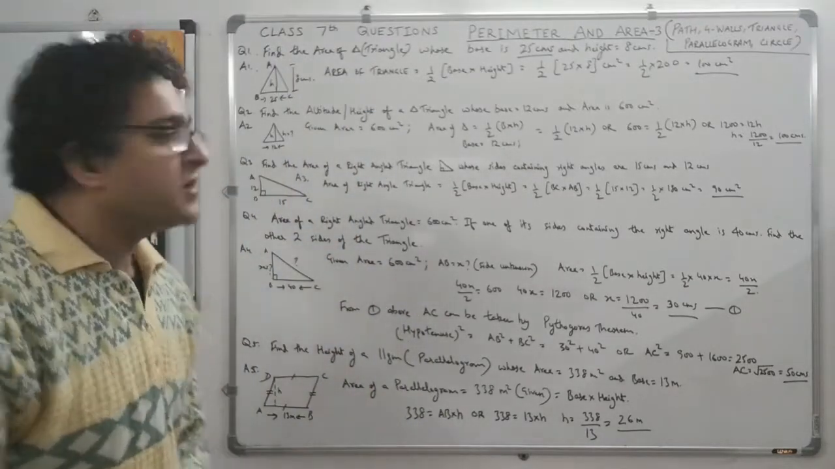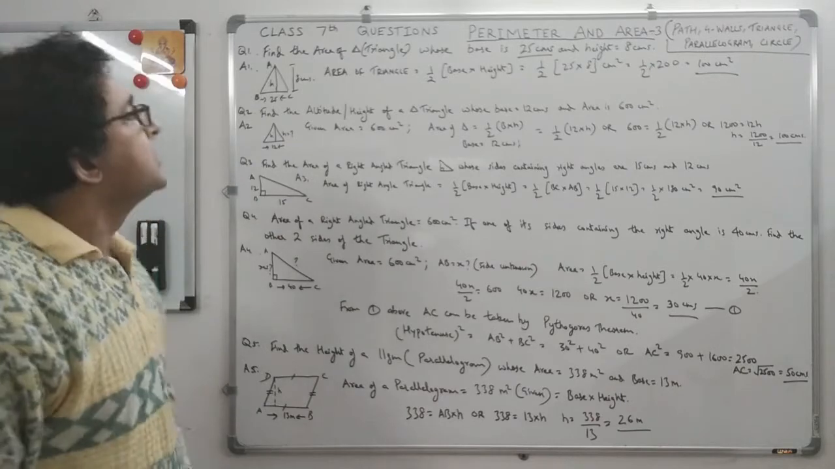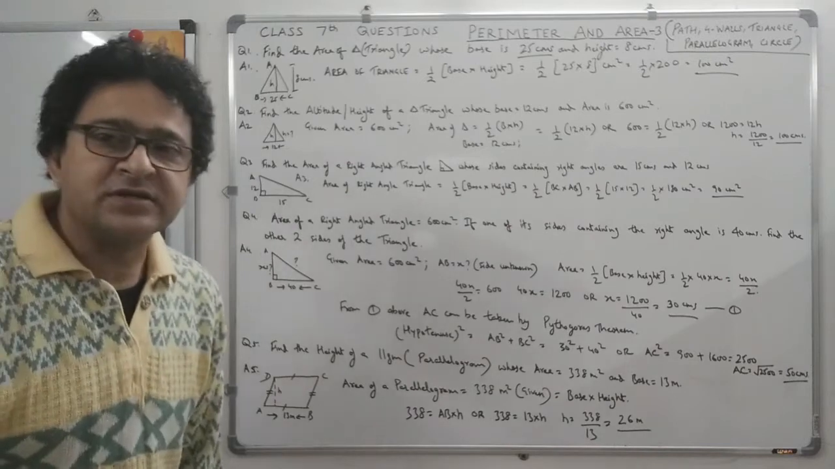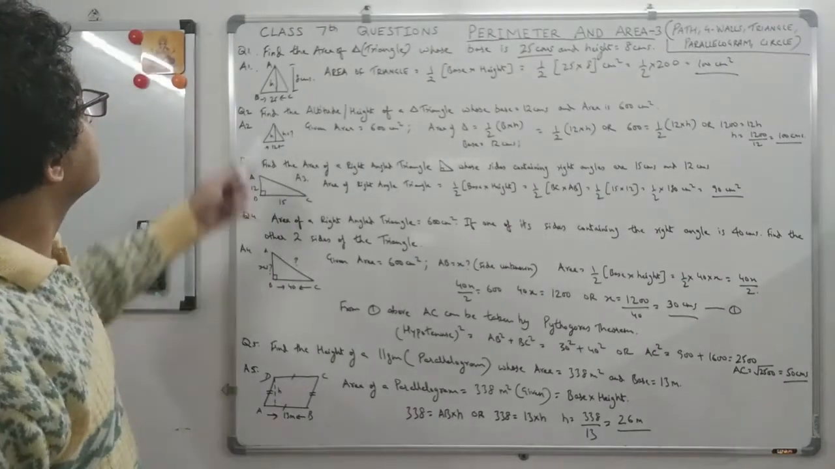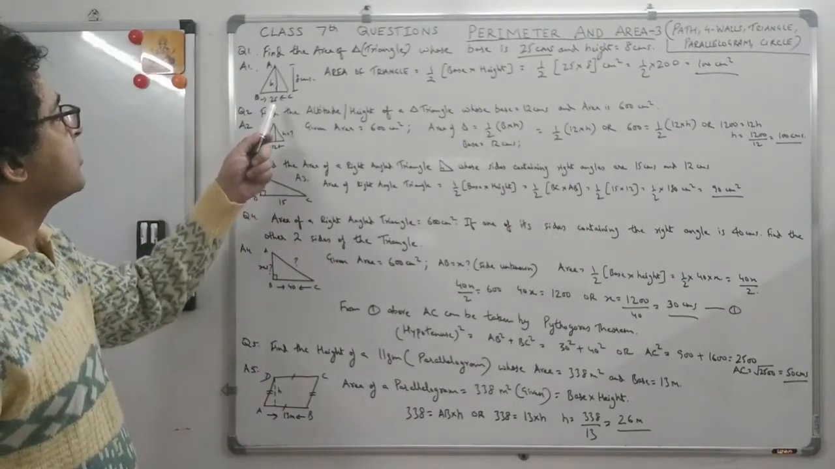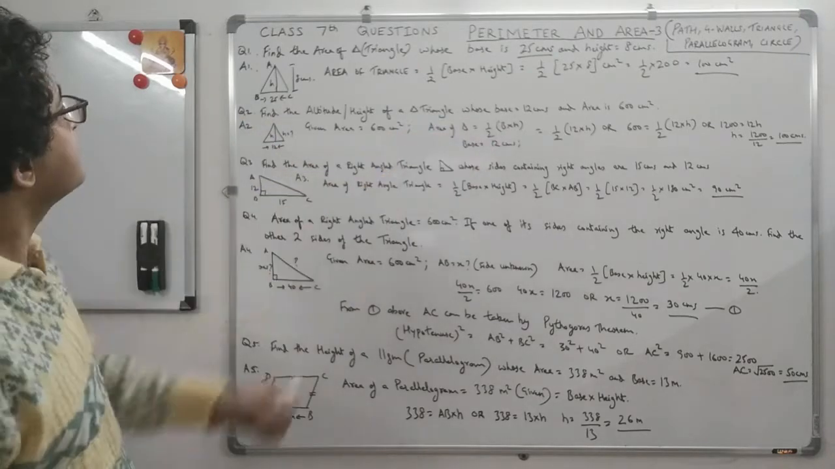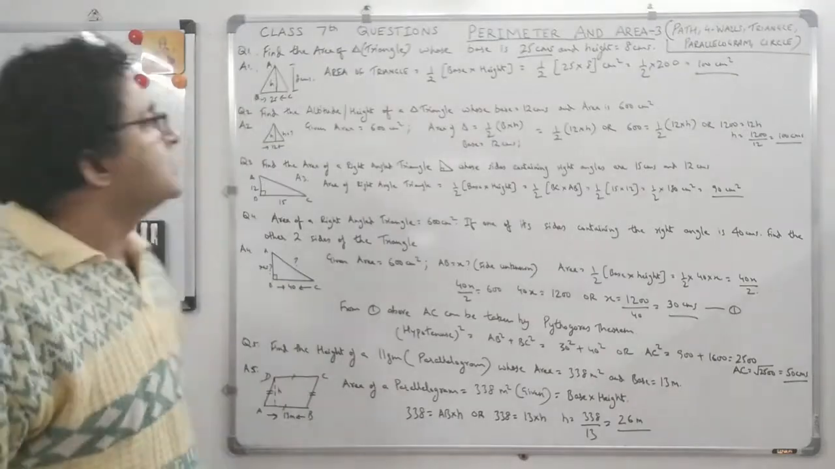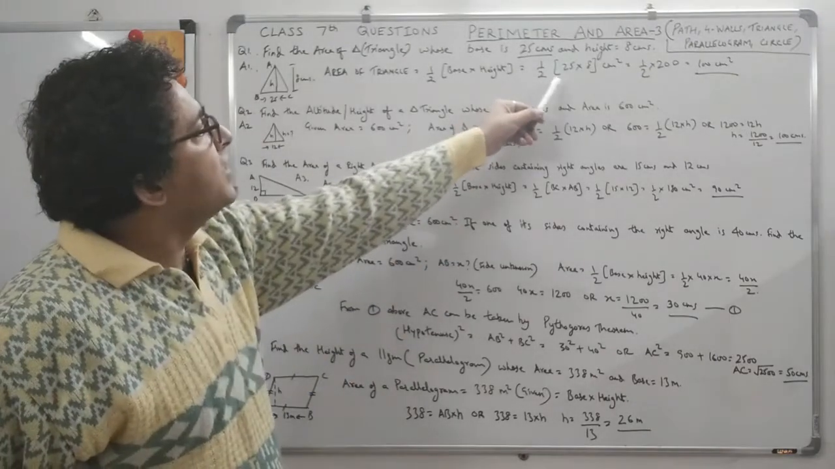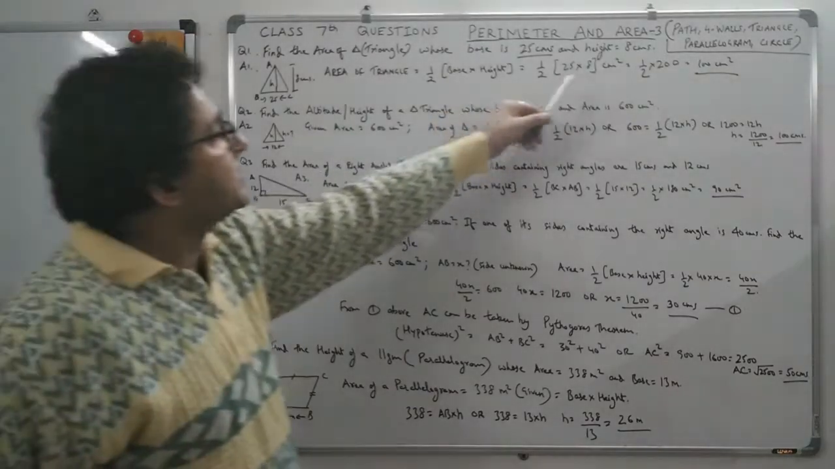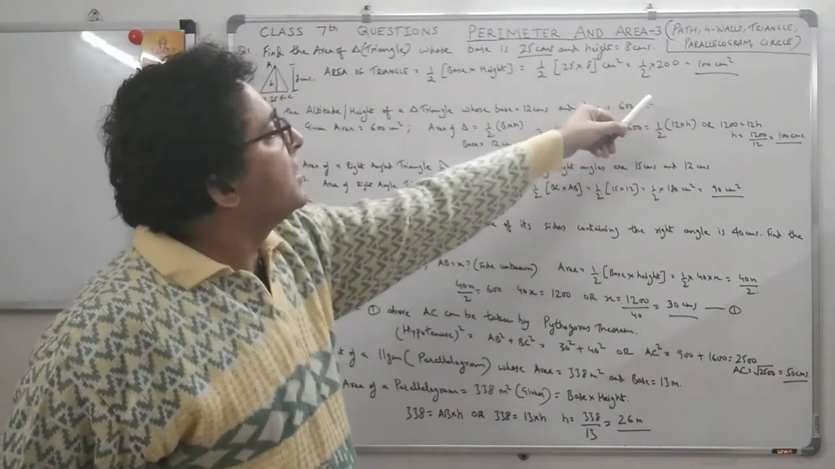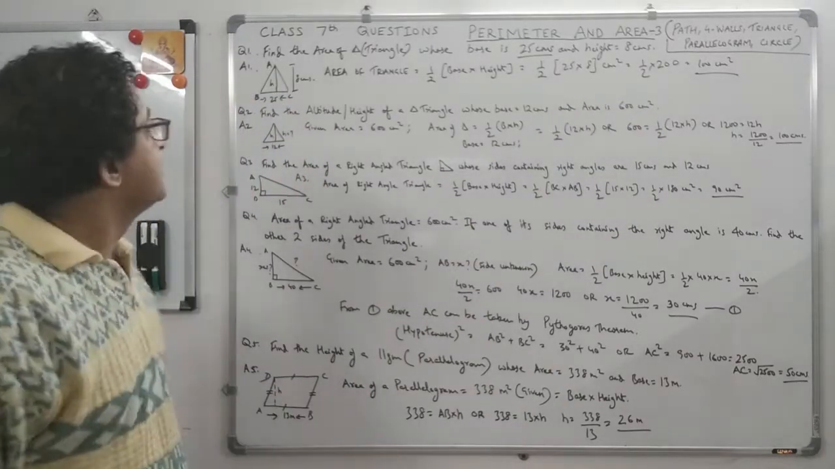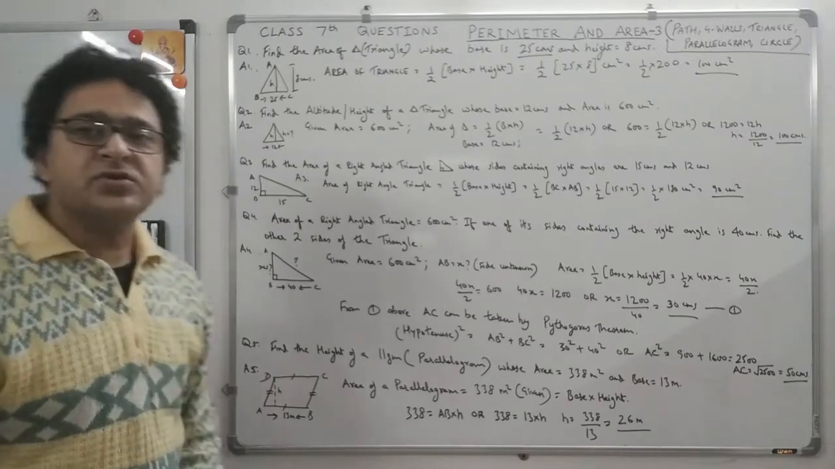So the first question here: find the area of a triangle whose base is 25 centimeters and height is 8 centimeters. Okay. So here is the diagram. Base 25, height is 8 centimeters given. So what is the area of a triangle? Half base into height. So half into 25 into 8, which is half into 200, which is 100 centimeters square. Okay. So that's the area of a triangle. Now we go to the next question.